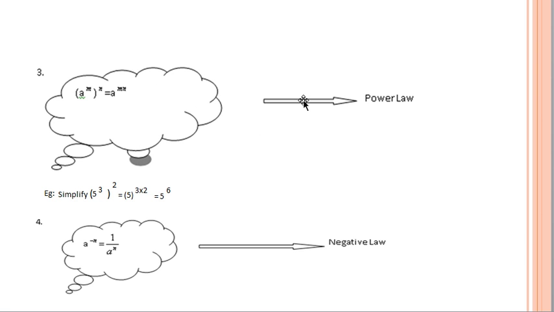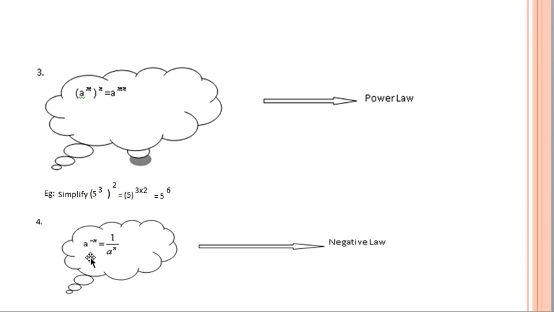Proceeding on to the next law, that is called the power law. So already a number is expressed in exponent form, and when there is another power to it, a to the power m whole power n is a to the power of m into n. So it's 5 to the power 3 whole to the power 2. It's 5 to the power of 3 into 2, that is 5 to the power of 6. So when an exponent is expressed with another power, then both the powers can be multiplied.